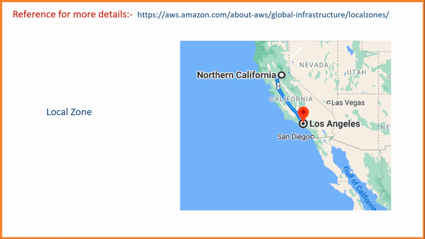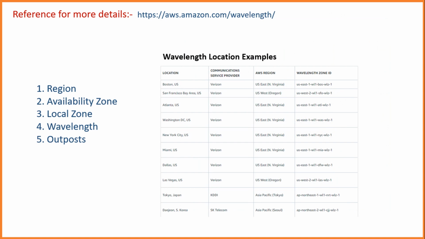But Los Angeles local zone is connected to the California region. Make sense? Great. Local zones are designed to extend a region to a few hundred miles if there is a greater demand. Now let's try to understand the wavelength zone.